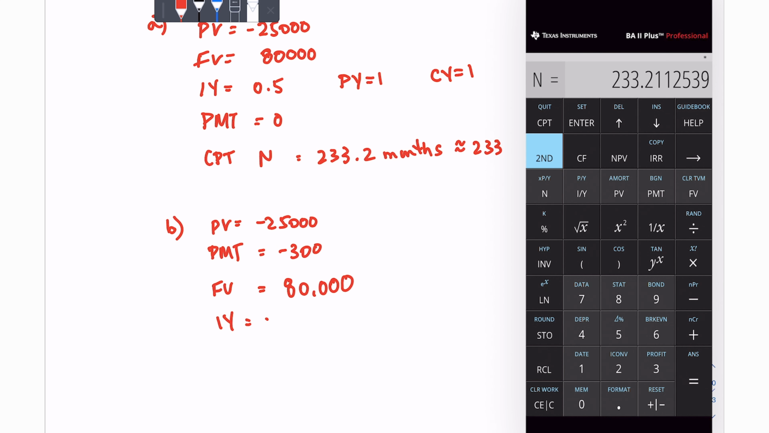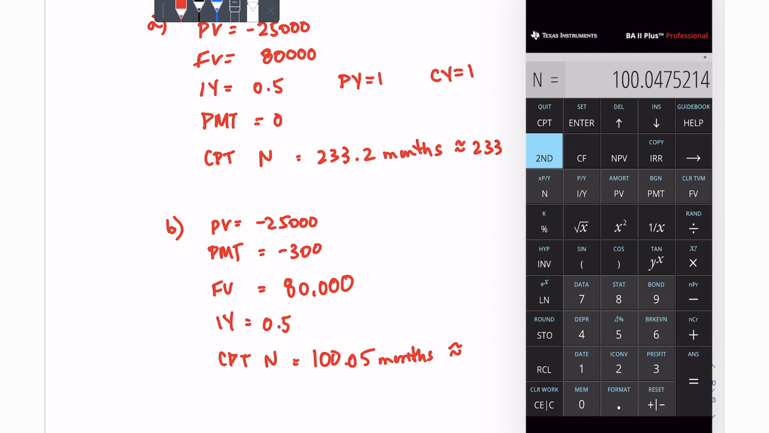The rate is still 0.5, and we're computing N. So in this case, all I really need to do is go in and add the $300 payment, so 300 negative PMT, compute N. So I get 100.05 months, so about 100 months.